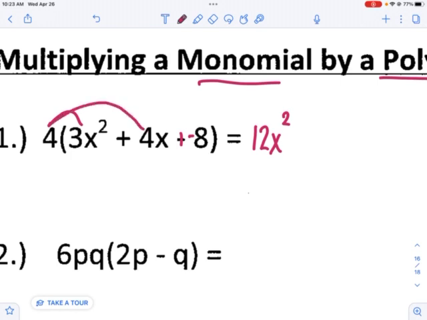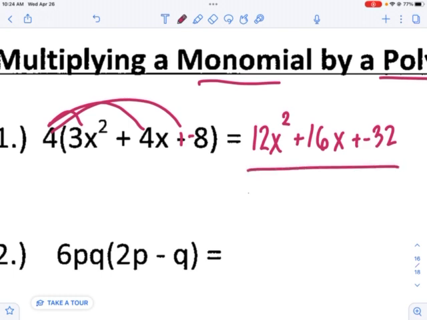4 times 4x is 16x. And 4 times -8 is -32. There's nothing I can combine here. I have an x squared, an x, and then no variable as a base. So this is my final answer, 12x squared plus 16x plus -32.